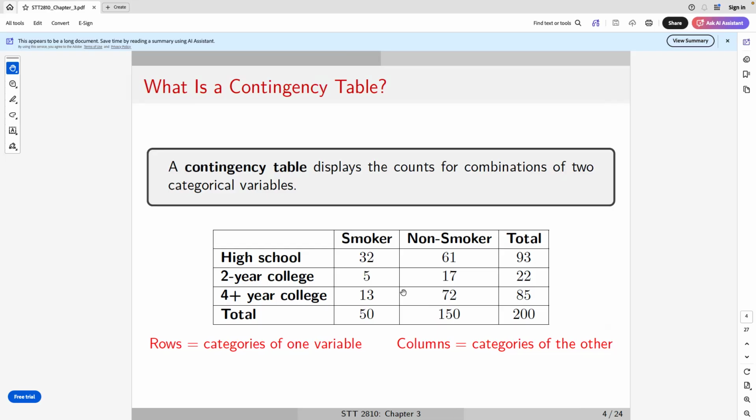It's very important to understand the contingency table. So you can see the row stands for the categories of one variable. The column also stands for categories of another variable. So there are two categorical variables here. And then we can use the contingency table to display the count for the combination of these two categorical variables.